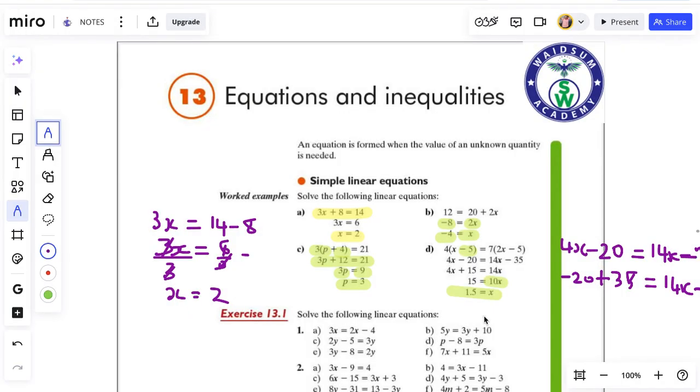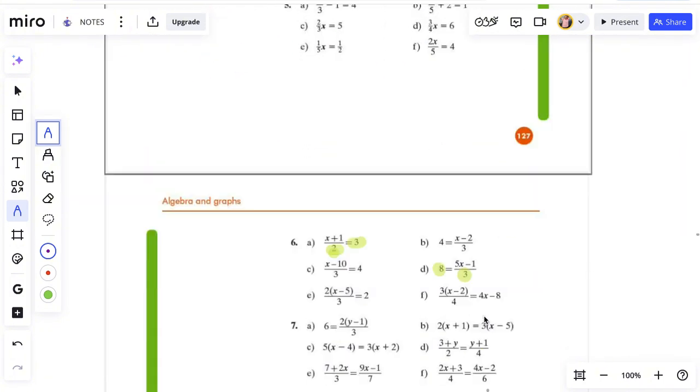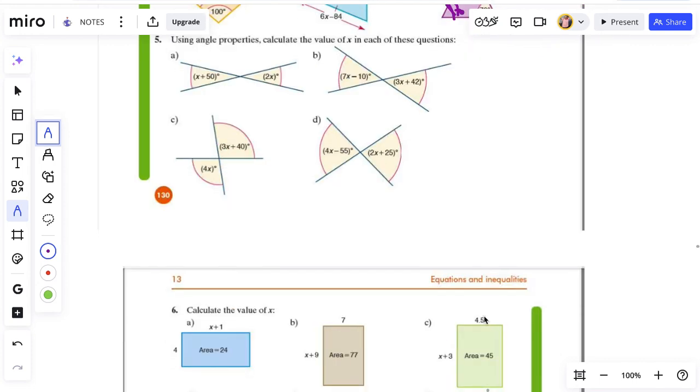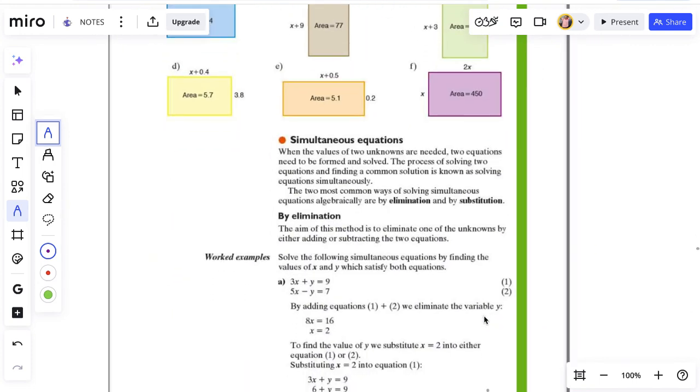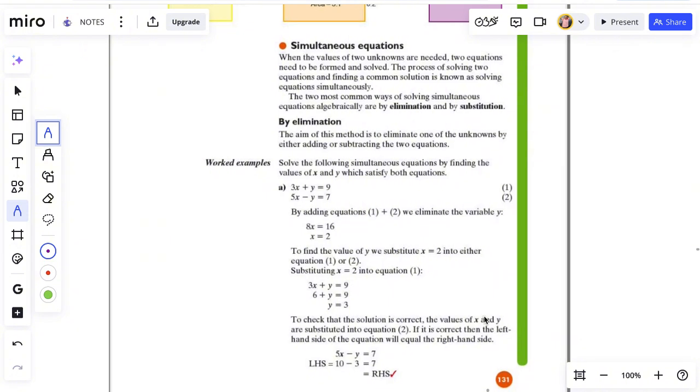We're looking at chapter 30, part 2. In part 2, we're going to look at simultaneous equations. Remember, this chapter is equations and inequalities, so we will be looking at simultaneous equations. A simultaneous equation is an equation that involves two unknowns, two variables.